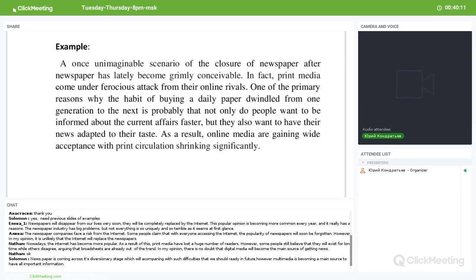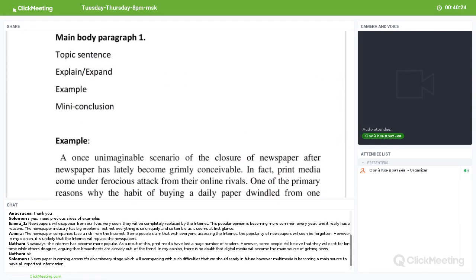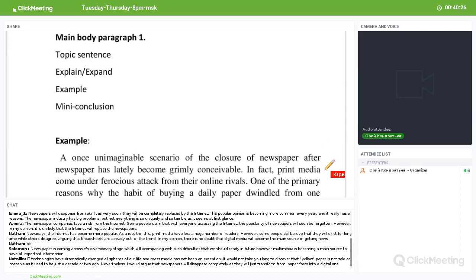Okay, so here's an example, and now you have 10 minutes to write the first main body paragraph. So you can follow this example and this structure: topic sentence, expand, explain, example, and the mini conclusion. Okay, so Natalia, I will check your introduction in a second.